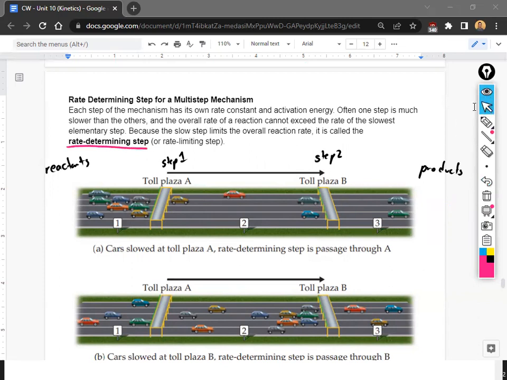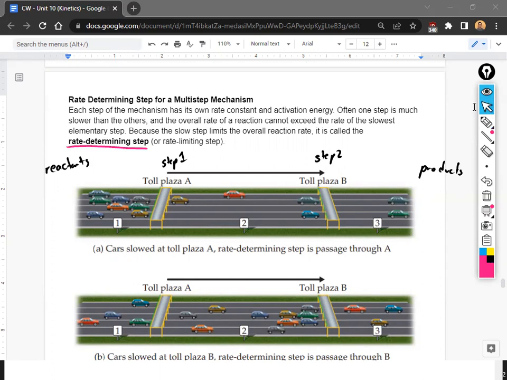I actually think about this when I drive all the time. When you're driving and there's one really slow car in front of you, everyone's trying to go fast, right? But we can't go fast because there's one super slow car in front. I'm like, dude, this is the rate determining step. The rate determining step is the car that slows down everybody else.